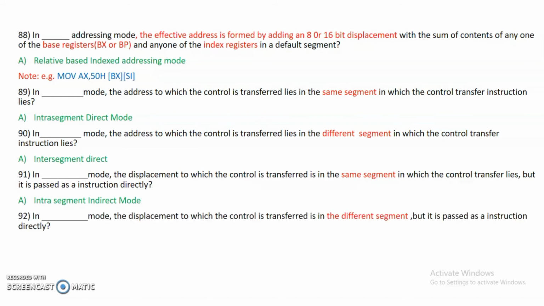Bit number 92. In dash mode, the displacement to which the control is transferred is in a different segment but is passed as instruction directly. So the answer will be inter-segment indirect mode.